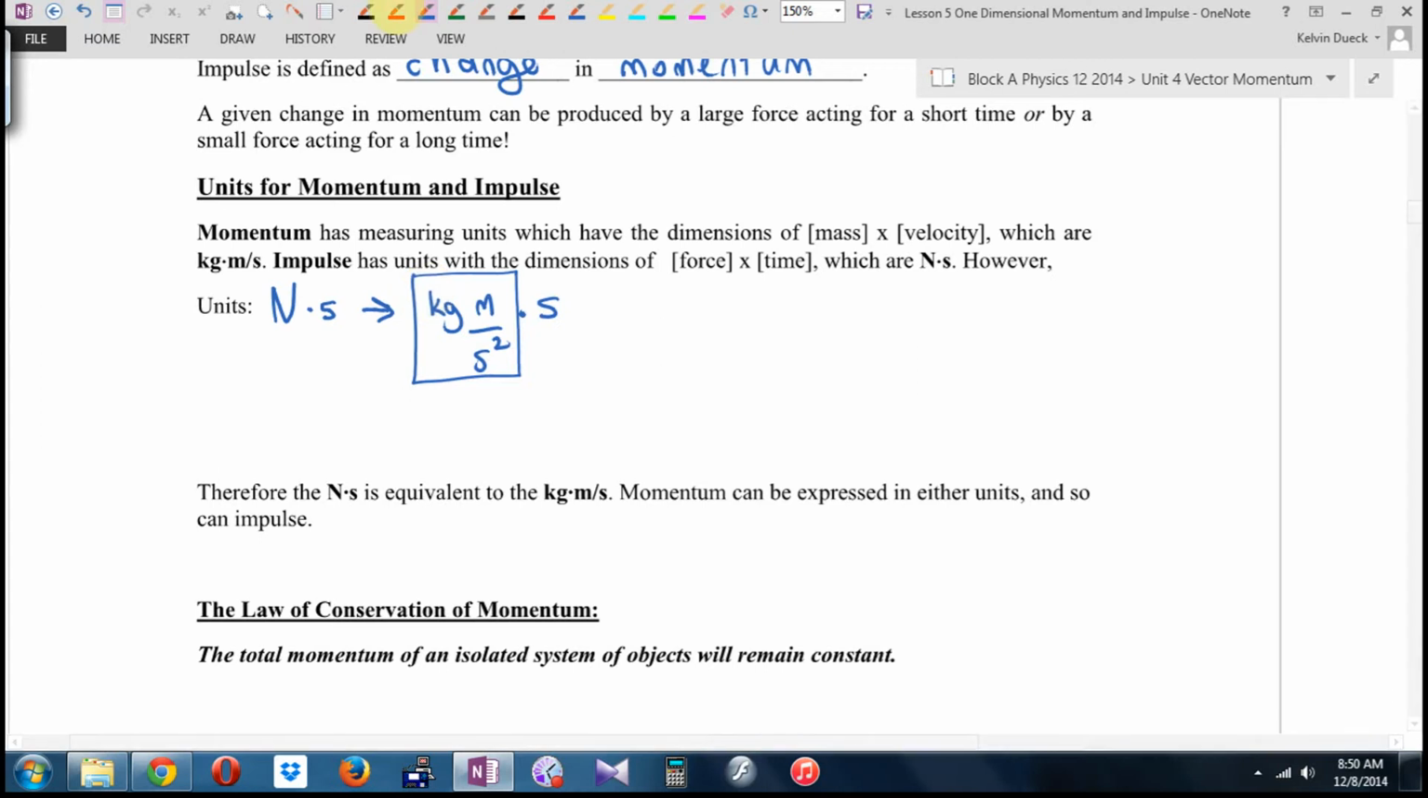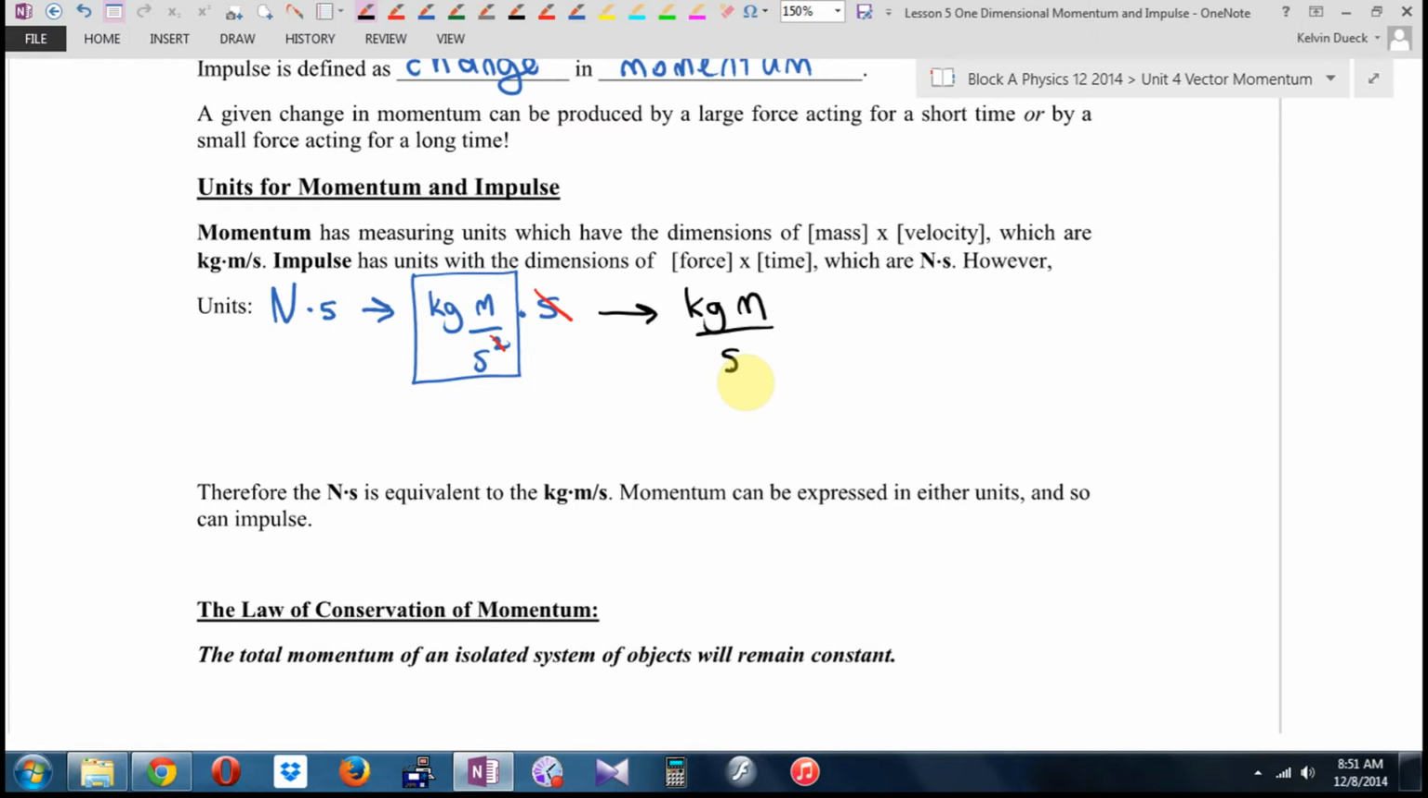Can you see that I could cancel out one of the seconds and say, oh, you know what? Newton seconds is interchangeable with, or is the same as, kilogram meters per second, which is another way to say they're both momentum. Force times time, if you muck around with the units, actually gives you kilogram meters per second, mass times velocity. Which one is correct? They both are.